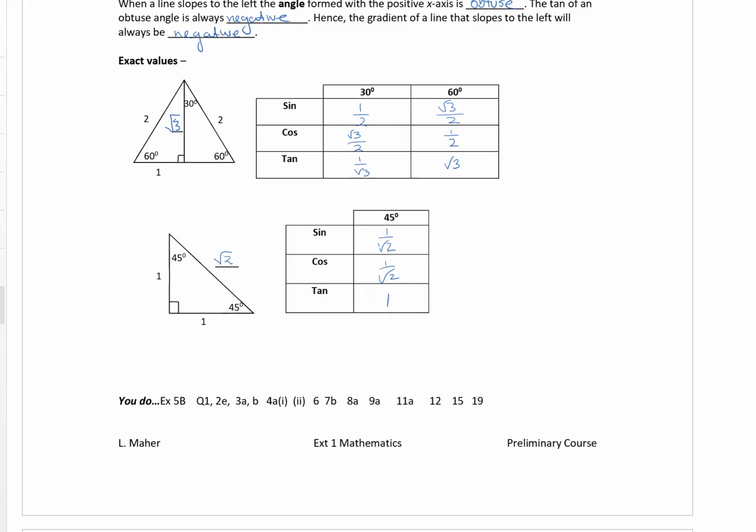Please take your time and go through that. Don't flick through it like I did. Please slow it down, take your time, work through the examples, check your answers are the same as mine, and work through 5B.